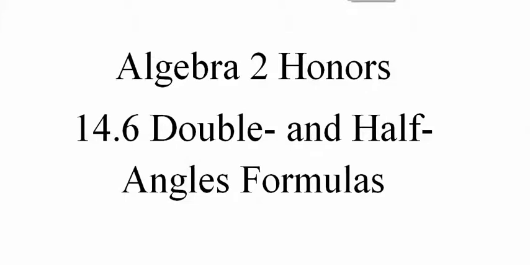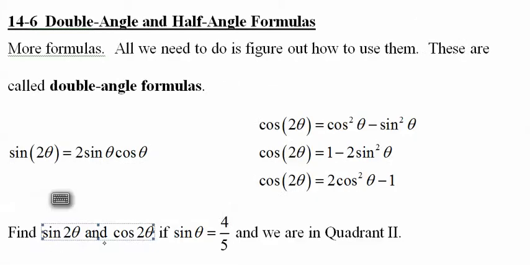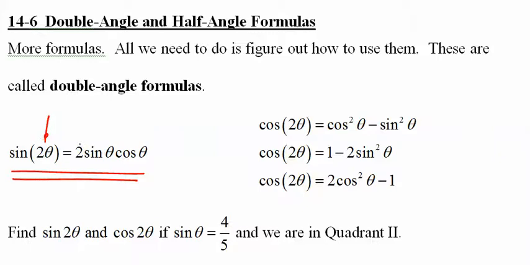Algebra 2 Honors, 14.6 double and half angle formulas. So there's more formulas. If you want to see them derived, you're going to have to look somewhere else. The interesting thing is that we have a double angle, 2 times, for sine and cosine. Tangent's not involved here. There is a tangent double angle formula. We're not going to get into it.